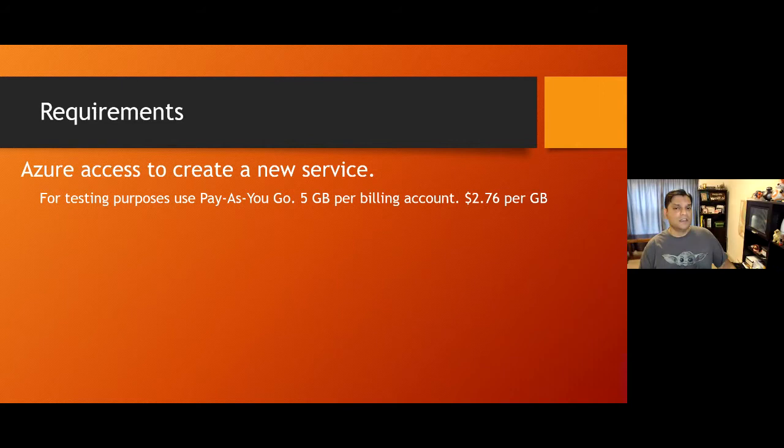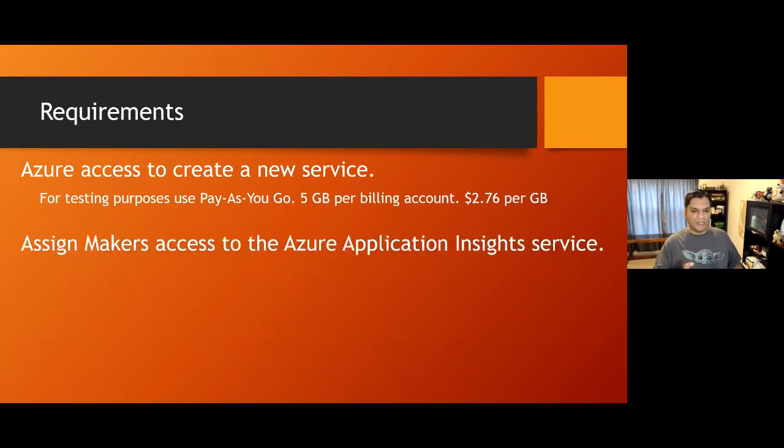The billing for this type of service is not based on per user. It's based on the amount of data that you're storing, which is pretty normal for a logging tool. For example, with 5 gigs per billing account, per billing cycle, you get charged $2.76 per gigabyte. So the big takeaway is that for testing you can do pay-as-you-go, or come up with a billing cycle, but the billing is all based on the data amount, not per user.